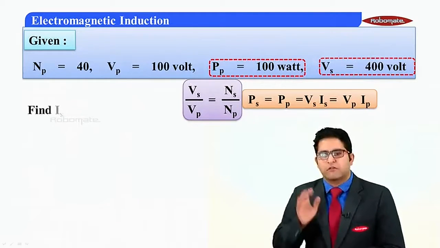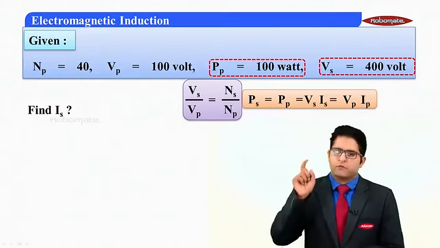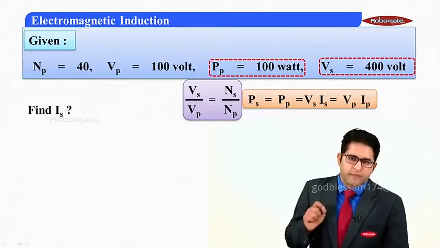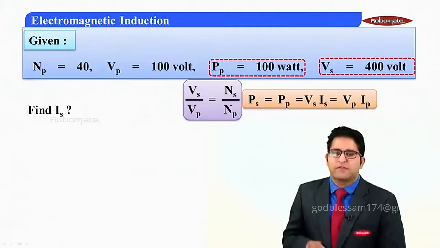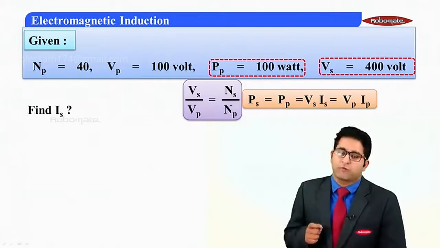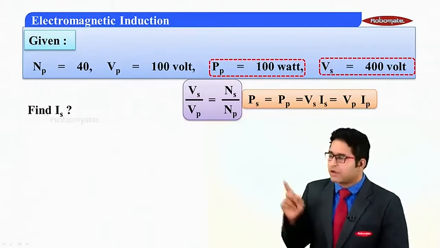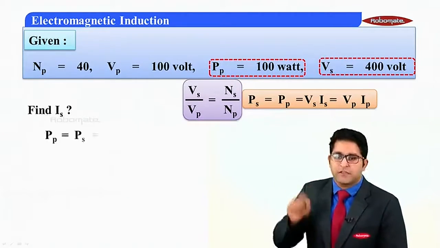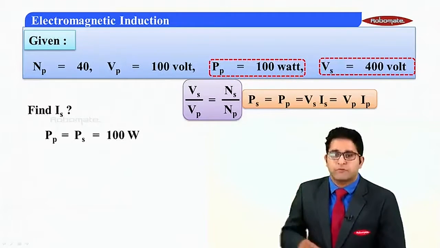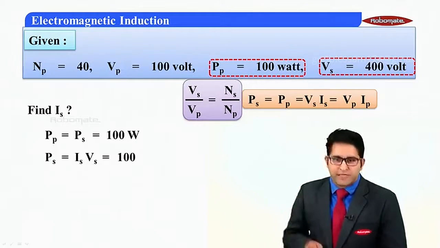Now let us calculate the value of Is, that is the current across the secondary coil. For this we'll be using this relation of power, and we can write Ps will be equal to Vs into Is. And what is the value of Ps? It will be equal to 100 watts. Why? Because we have assumed that the transformer is ideal, or I can say power across primary is equal to power across secondary, and both will be equal to 100 watts.